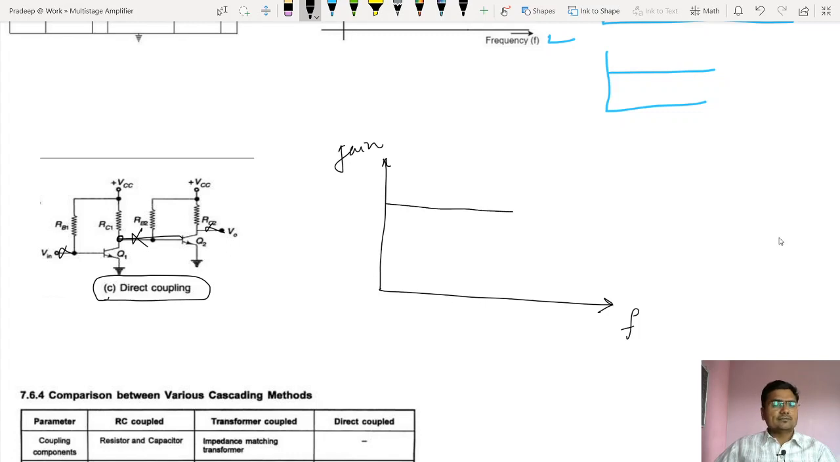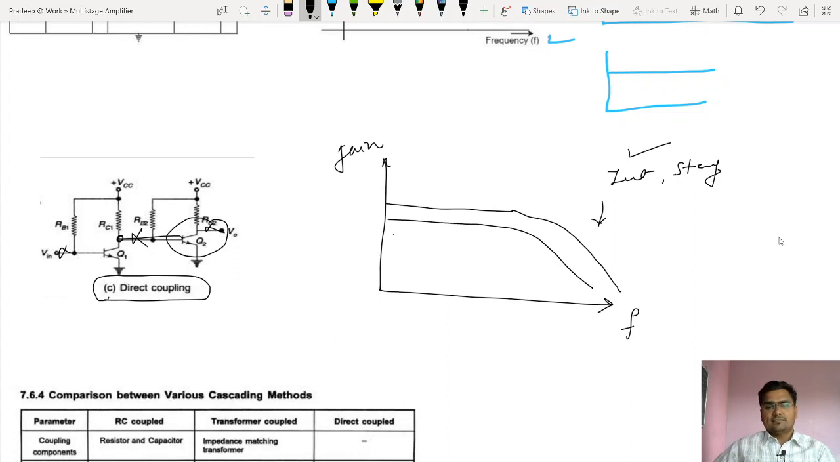Gain is constant at lower frequency also, but at higher frequencies gain will decrease. Why? Because here the internal capacitance and stray capacitance will play a role, and internal capacitance we cannot avoid. Internal capacitances are present inside the transistor, that one cannot avoid. So that shape of frequency response I will get if I am working with a direct coupled amplifier.